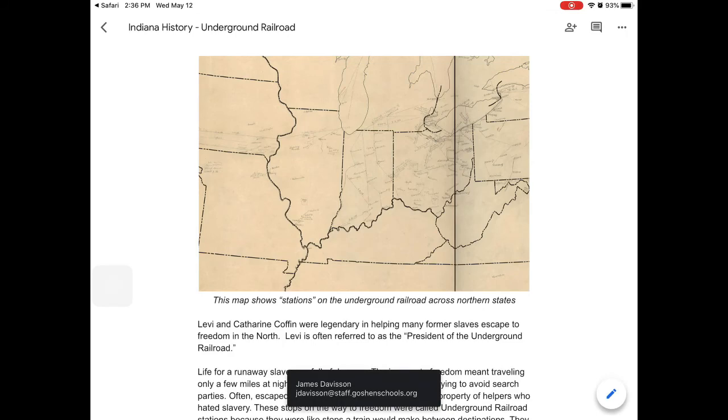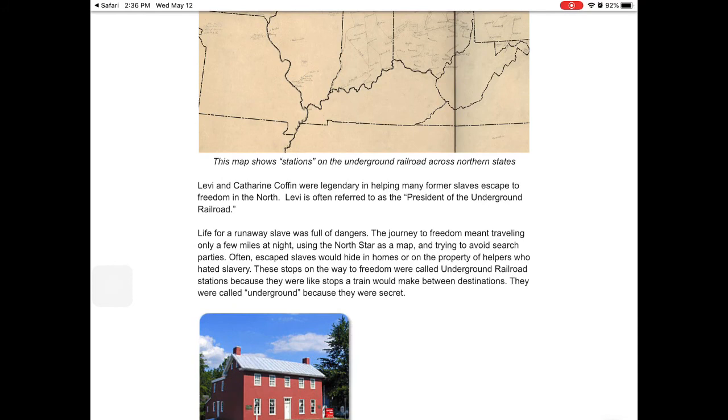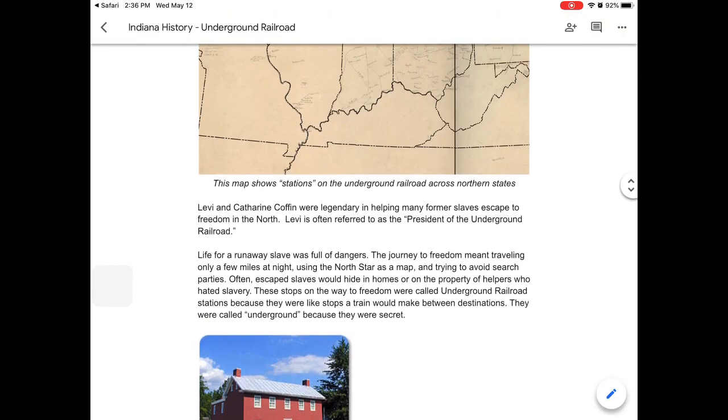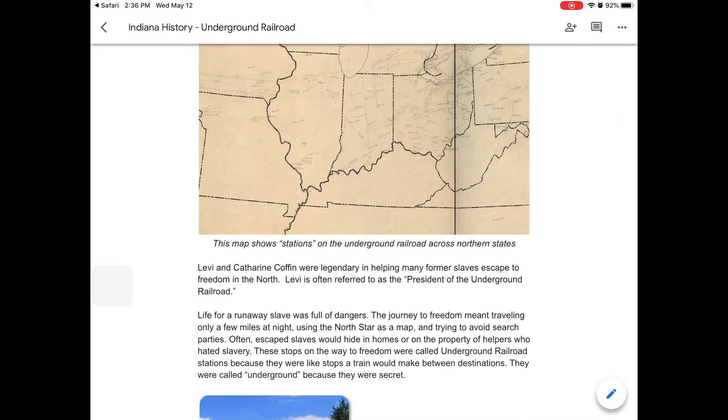So you're looking for who ran the Underground Railroad station in this article and where. So find people's names and check if they're the people who were running an Underground Railroad station, and then check and see place names if you can find where they ran it. Pause the video and try it.